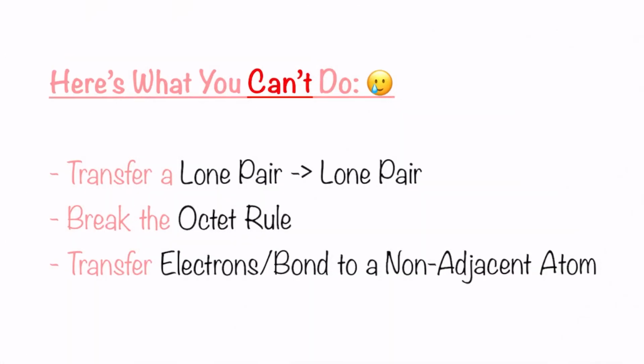So now you might be noticing some things you can't do. So for instance, we can't transfer a lone pair from one atom to another atom. It doesn't work that way. We also can't break the octet rule. And lastly, we cannot transfer electrons or a bond to a non-adjacent atom. If you're ever moving electrons or a bond, it always has to be to an adjacent atom.